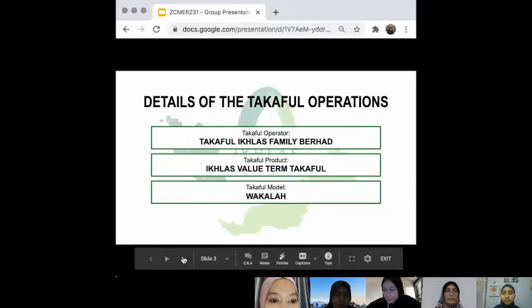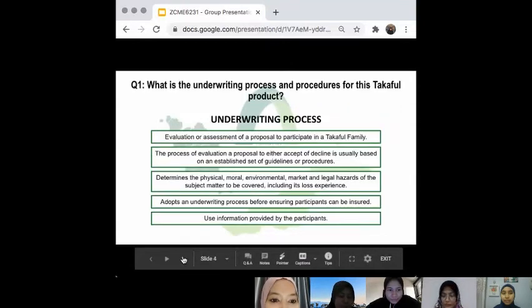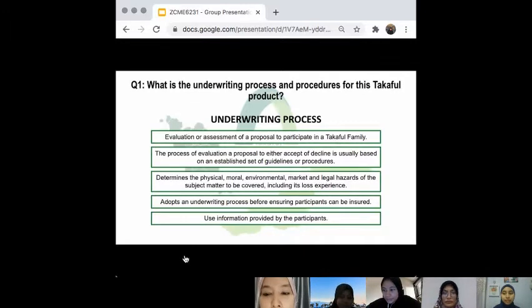So next, moving to question 1, I pass to Nur Diana. Assalamualaikum warahmatullahi wabarakatuh. My name is Nurdiana binti Muhammad Saleh. Today I will be answering question number 1: What is the underwriting process and procedures for this Takaful product?